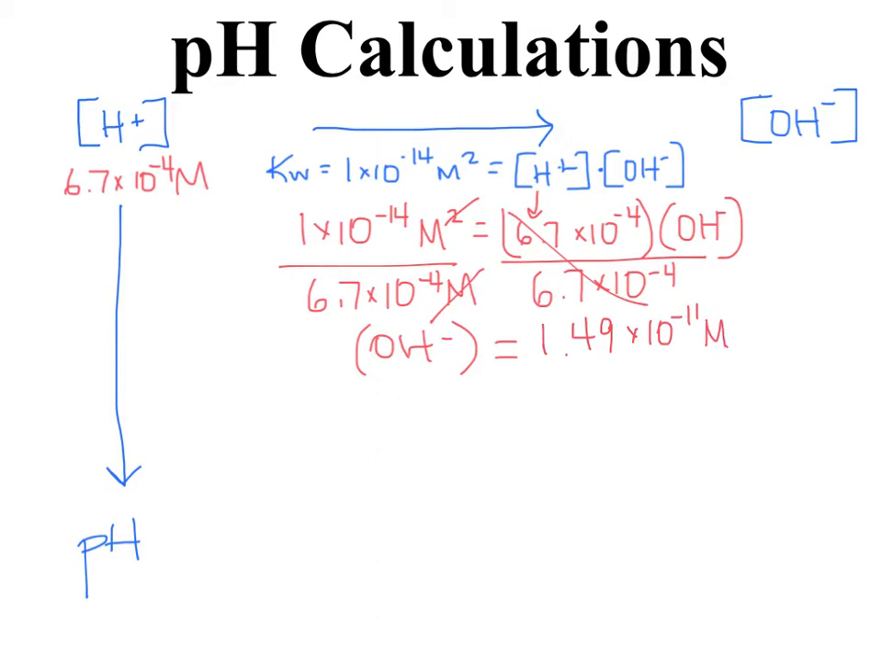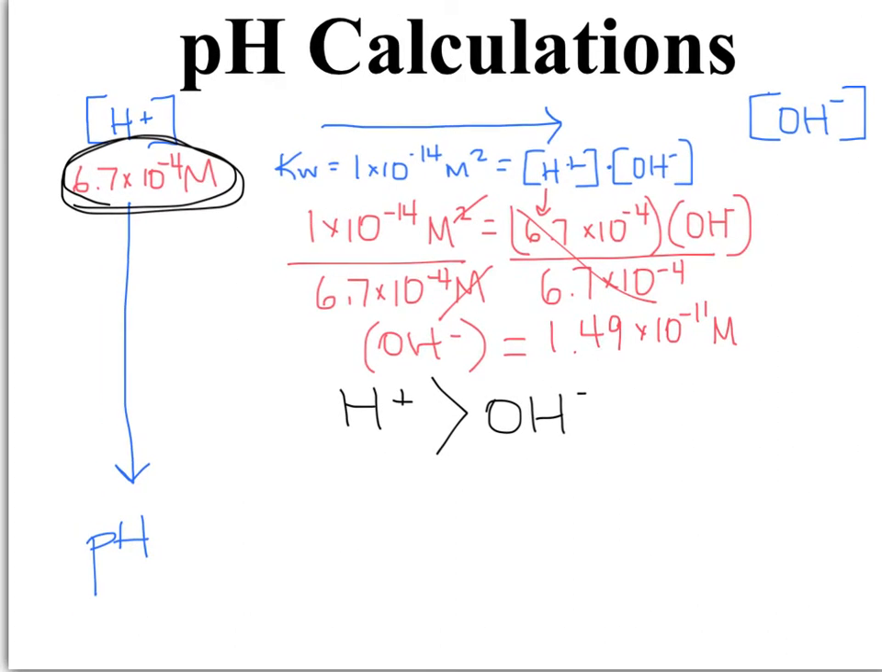So now, let's analyze our numbers. Which number's bigger? The 6.7 times 10 to the negative 4th or the 1.49 times 10 to the negative 11th? Well, we talked about this on Wednesday. This number here is larger, so that means that the hydrogen is larger than the hydroxide, which makes this substance an acid.